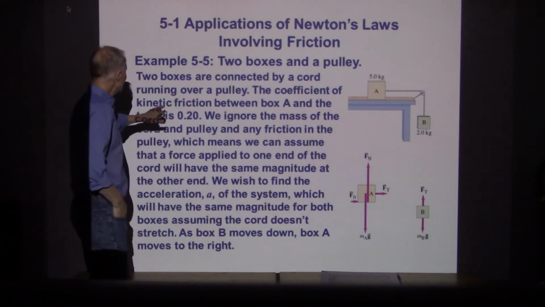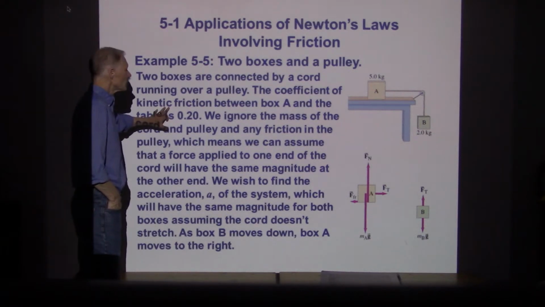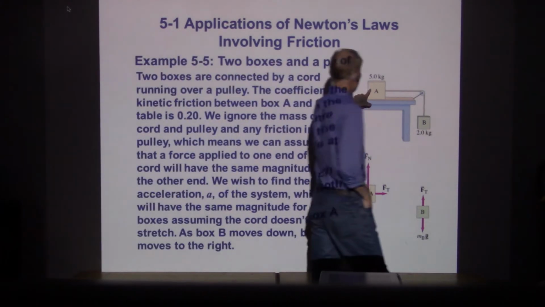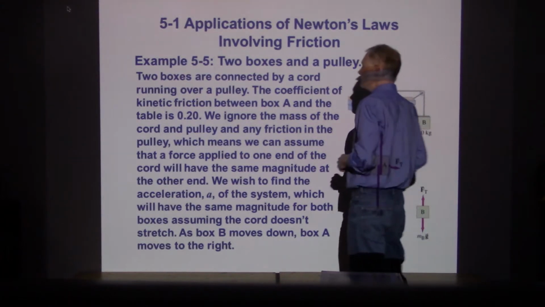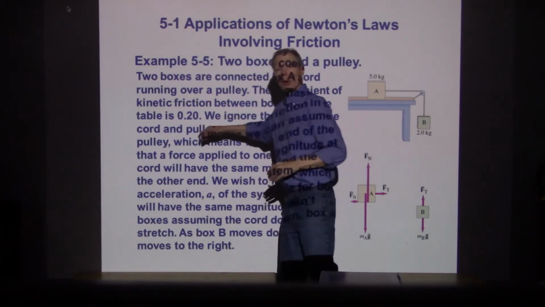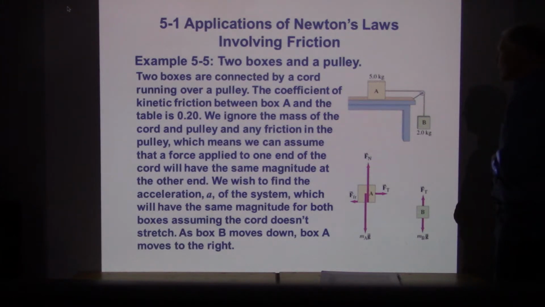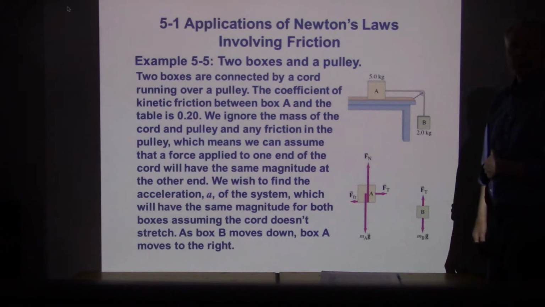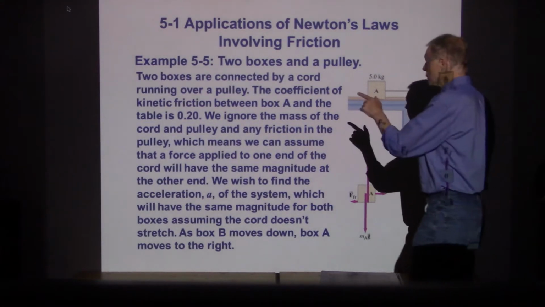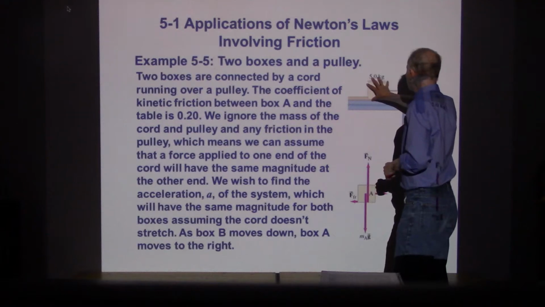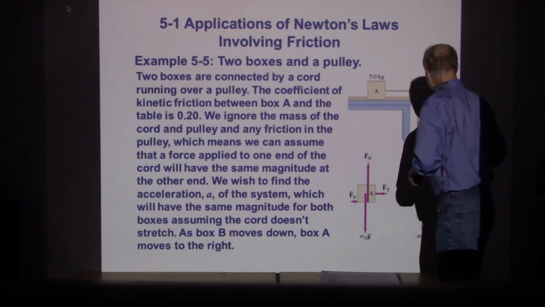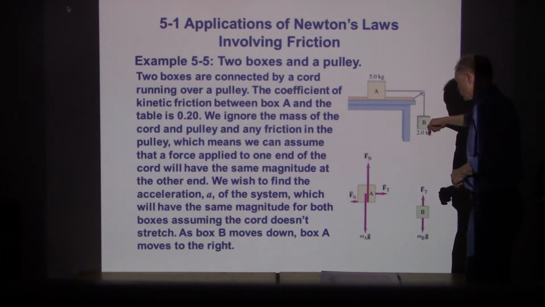Now there's a kinetic friction between box A and the table, and that's at 0.20. So the kinetic friction's a little lower this time. They're not telling us about static friction, so we're assuming that this will be sliding. So the kinetic friction tells us that the object here will be moving, and then this object will be dropping.